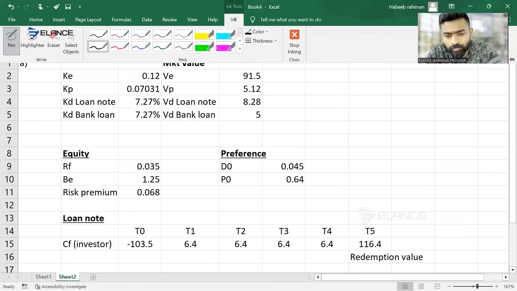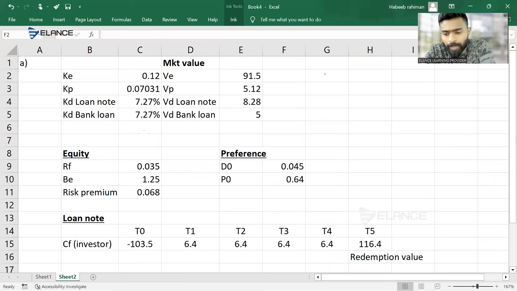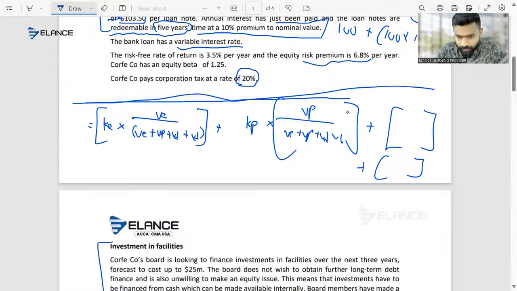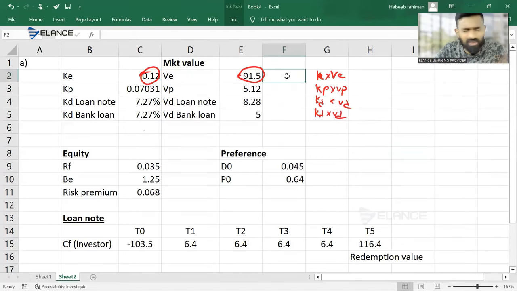I'll show you the method. We will multiply KE with VE, that means 0.12 will be multiplied with 91.5. Then KP will be multiplied with VP. Then KD will be multiplied with VD. Again, KD will be multiplied with VD. This we have to solve first, and we only have to do it once.